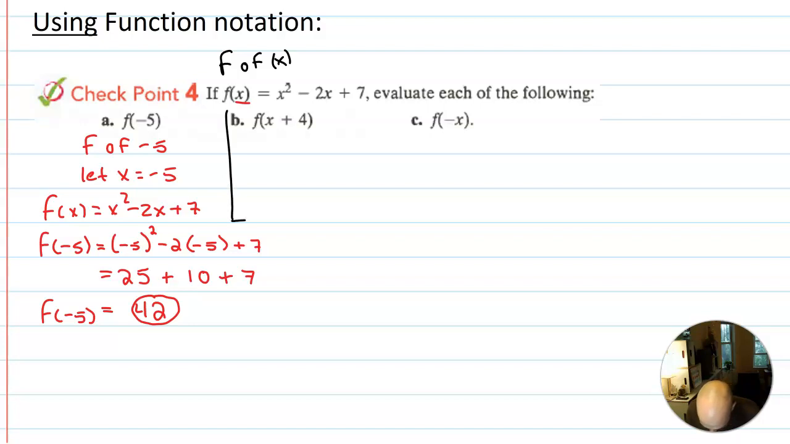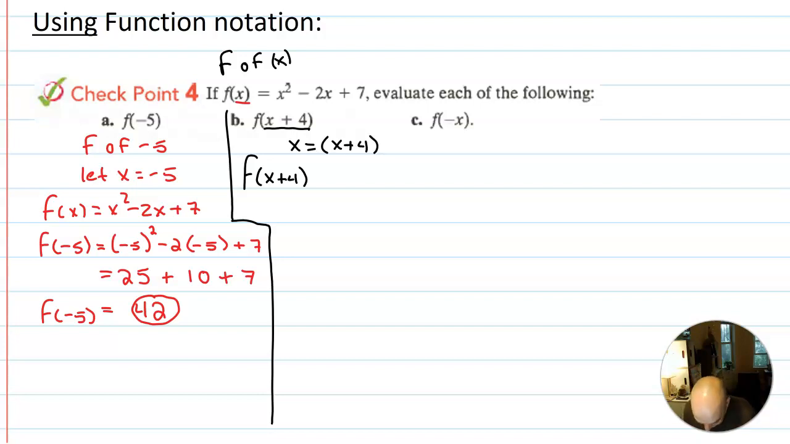Okay, let's look at something that's not a number. So often when you're studying functions and their transformations and shifts and stretches and things like that, you have something like f of x plus 4. So f of x plus 4 means that you replace x with the quantity x plus 4. And you have to simplify.